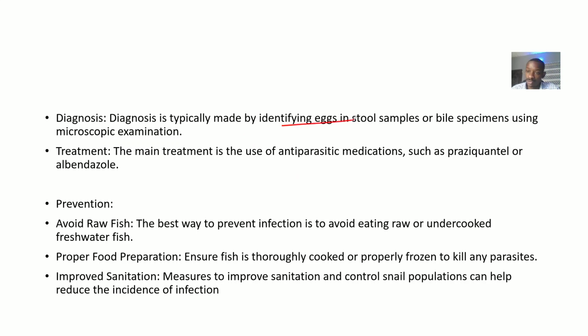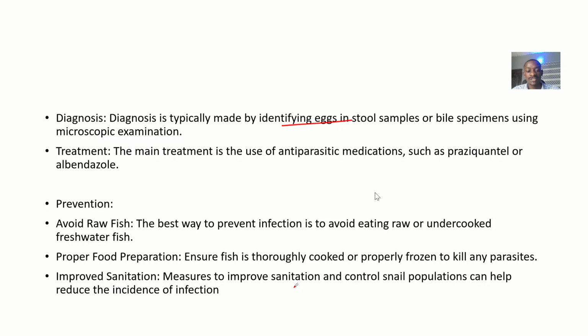Diagnosis is typically by identifying eggs in the stools of the patient. Treatment is to use antiparasitic medications such as praziquantel and albendazole. Prevention is to avoid raw fish or any other meat that is undercooked. Cook it very well, with proper food preparation, thorough cooking or properly freezing it to kill any parasites.